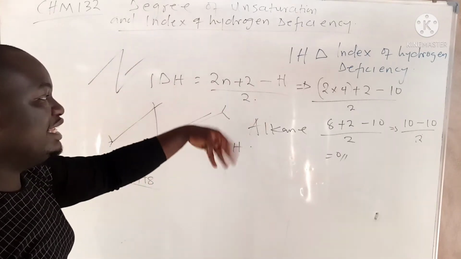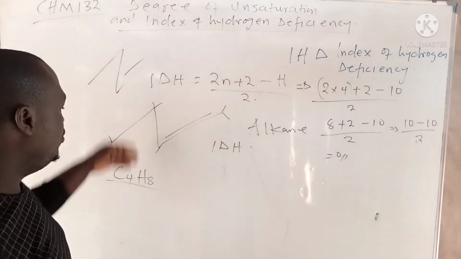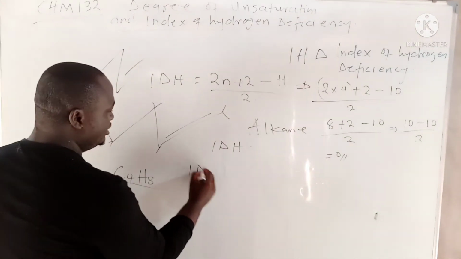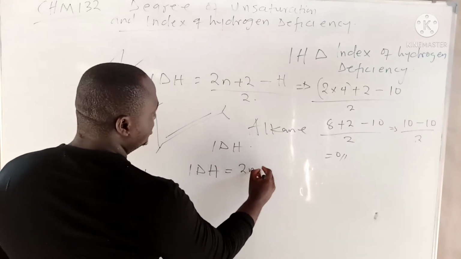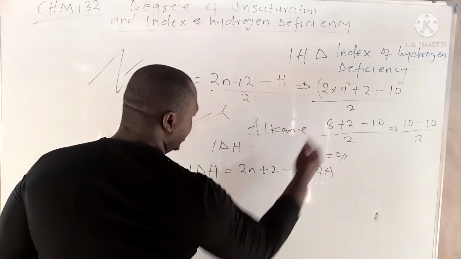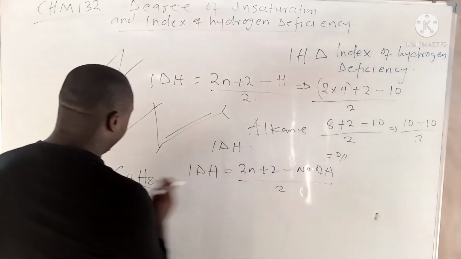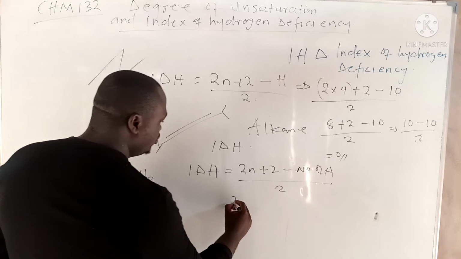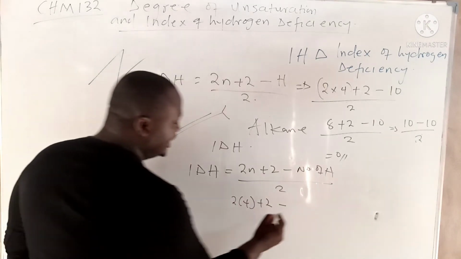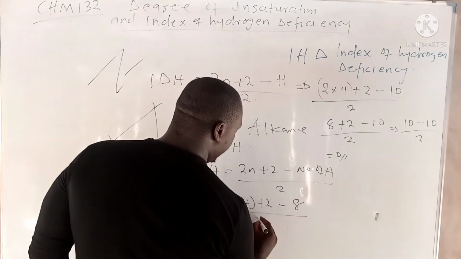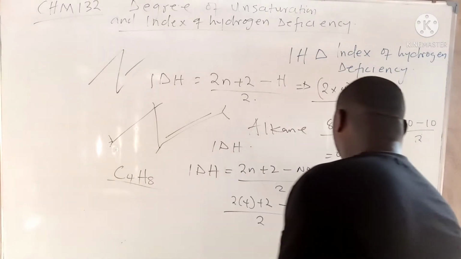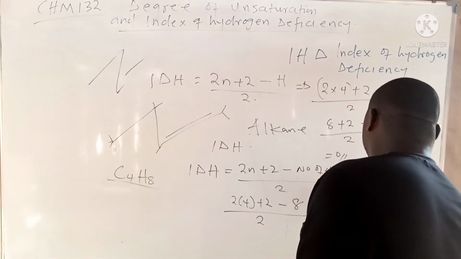Immediately you see this, the IDH is automatically 1. But if you want me to prove it, this is C4H8. Now if I put it into my formula, the IDH, which is 2N plus 2 minus the number of hydrogen, which is H, divided by 2. Now my N here is 4. So we have 2 bracket 4 plus 2 minus the number of hydrogen here, which is 8, now divided by 2. Now 2 times 4 will give you 8 plus 2 minus 8 divided by 2.